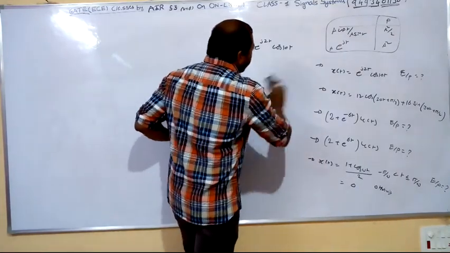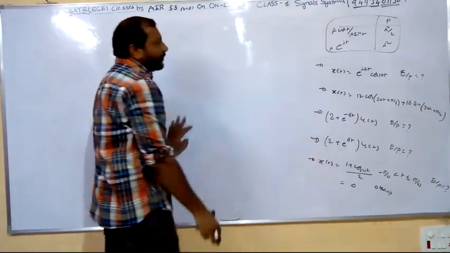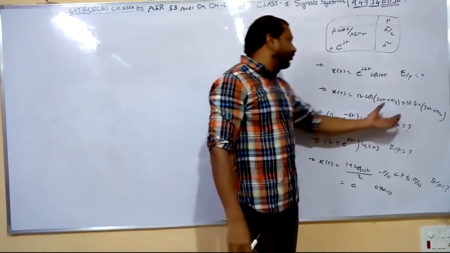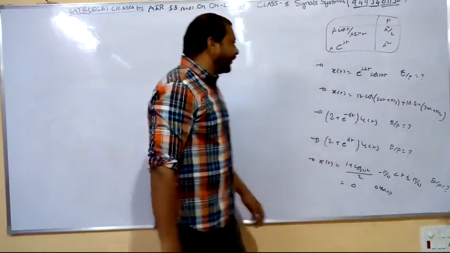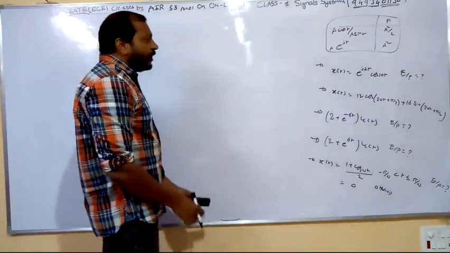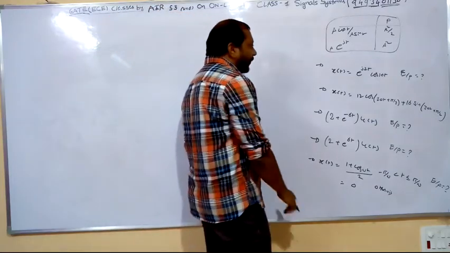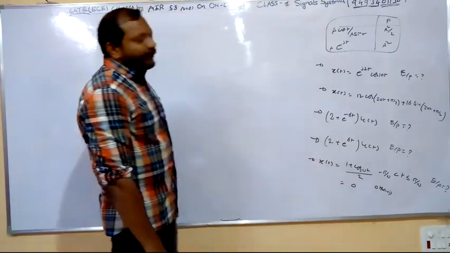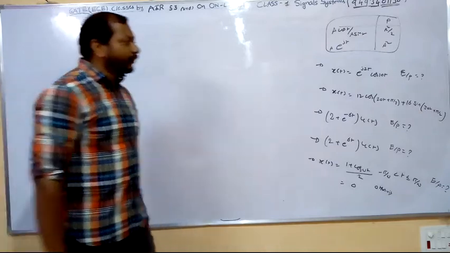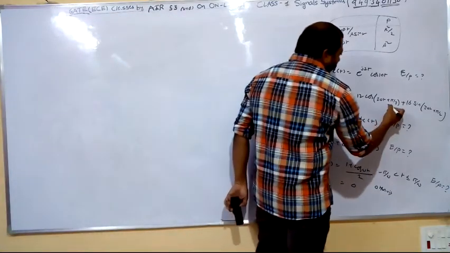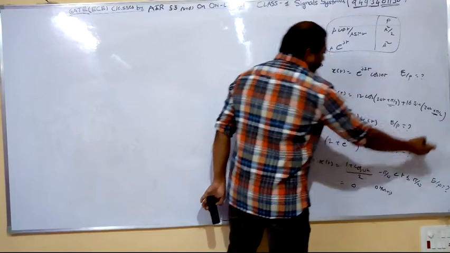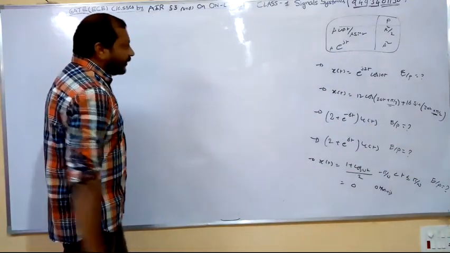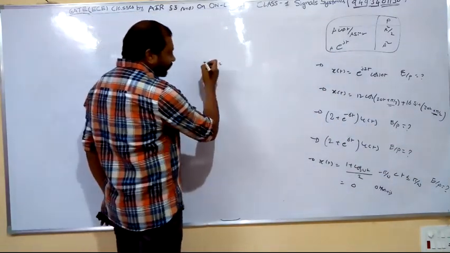Coming to the next one, x of t is given as 12 cos(20t plus 5 by 3) plus something. This is a sinusoidal signal only. Sinusoidal signal means definitely it is a power signal. The power depends only on the magnitude, independent of the phase. Don't bother about this phase value.